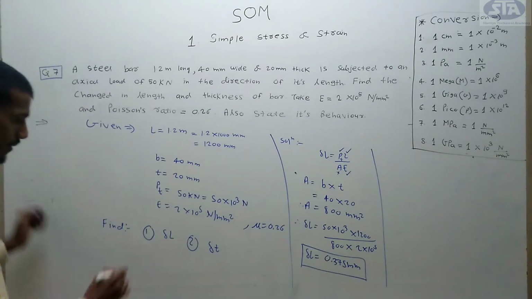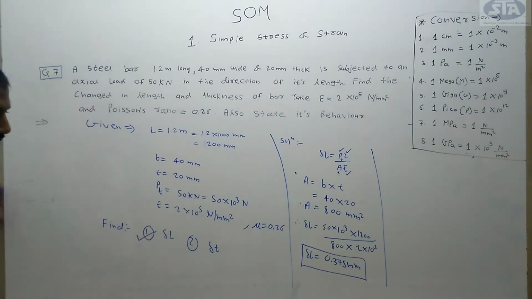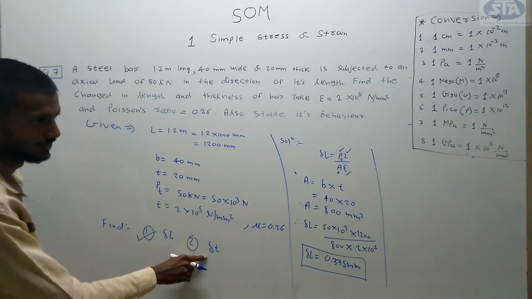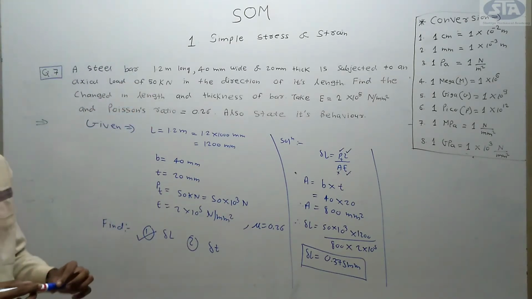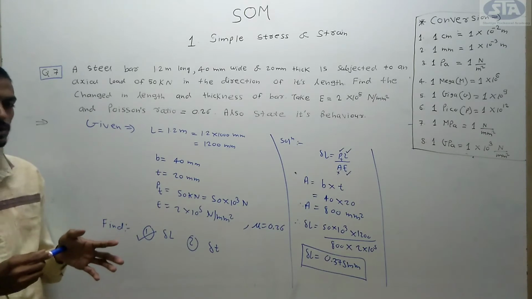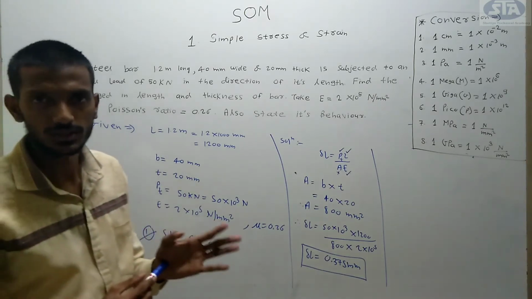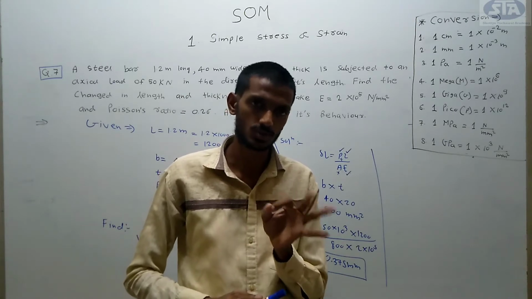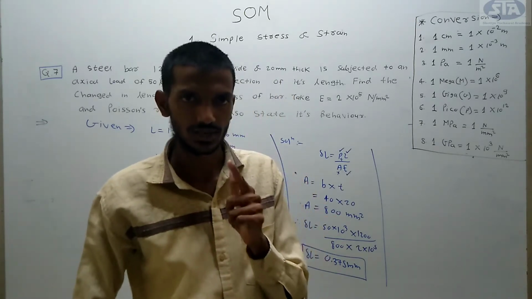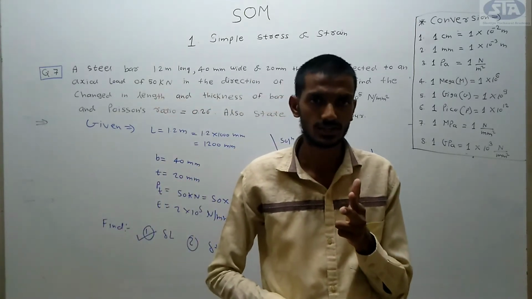Okay. Now our question is complete. Now go for delta T. Now this delta T comes in which part? Delta T, as you know, the types of strain. In types of strain, we already discussed there are three types of strain. First linear strain, second is lateral strain, and third is shear strain.